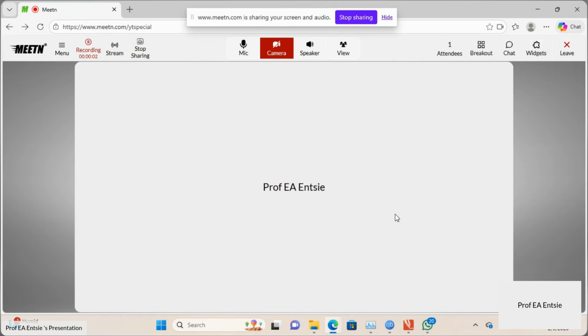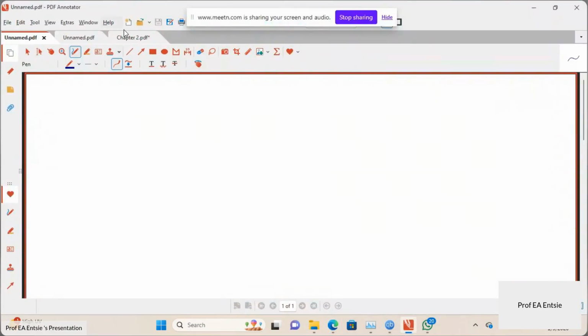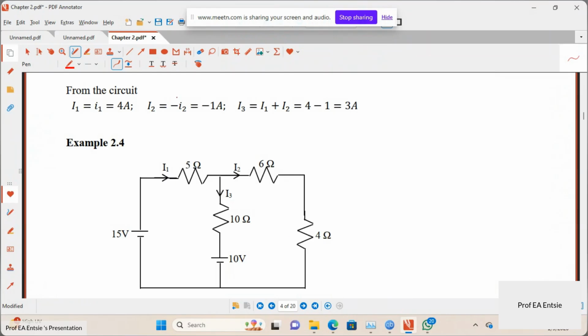Okay, so let's continue with the second example under our second method, mesh analysis. So this is the second example. This example here. So I'll go to the board.